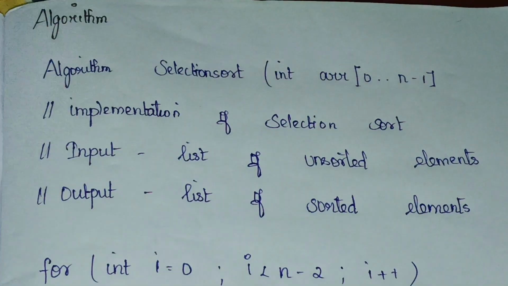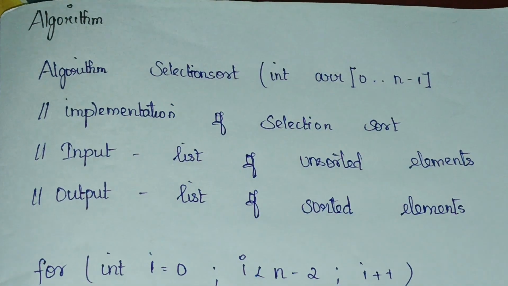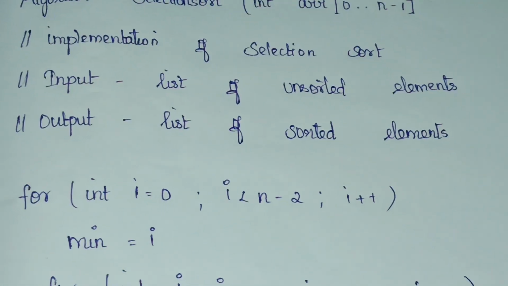Now let's see the algorithm for this selection sort. Our algorithm always begins with the keyword algorithm, and our input is going to be an array from 0 to n minus 1. Our problem description is the implementation of selection sort, my input is a list of unsorted elements, and my output is going to be a list of sorted elements.